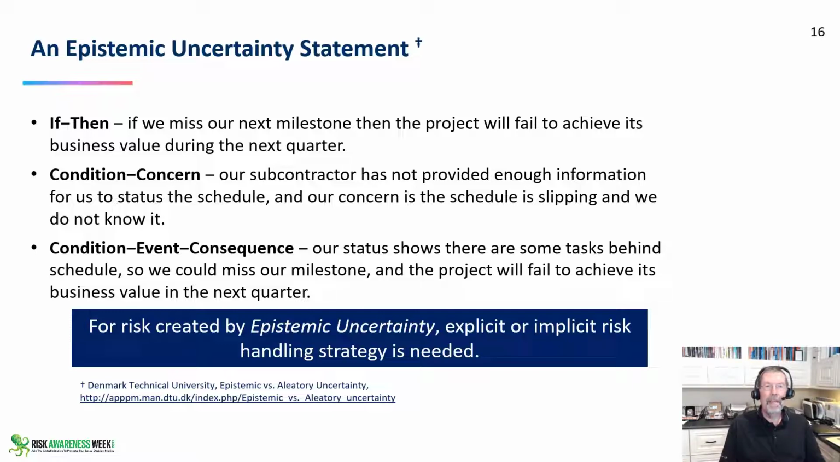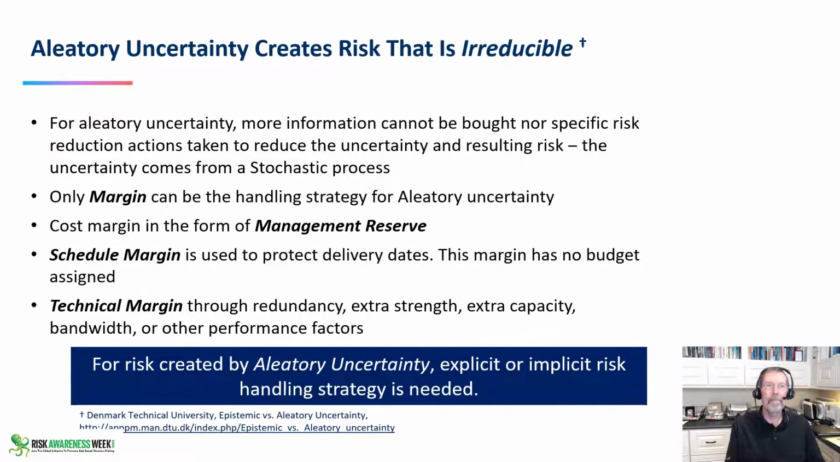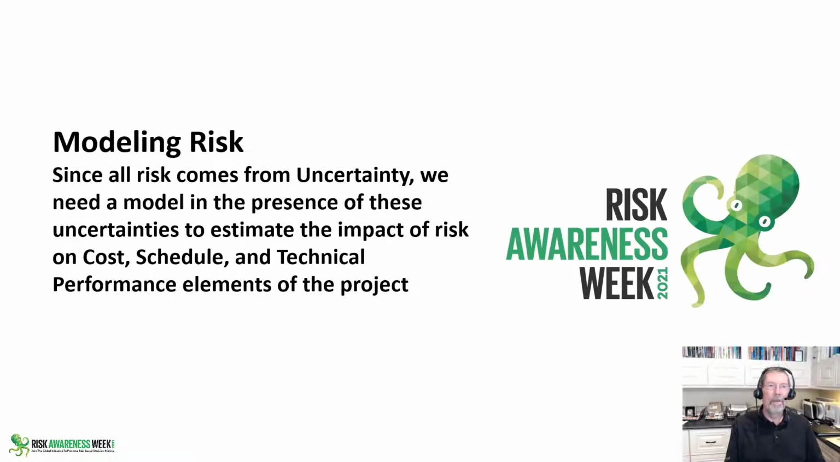And then we've got these condition event consequences, right? Our status shows that there's some tasks that are behind schedule. If we miss our milestone, we've got a project problem. So now we need a plan B to go fix those. I know about them. They're in the risk register. Let's go fix them. So that's how we talk to each other. And there's a link at the bottom here about how to do that and how to put that into your risk management system.